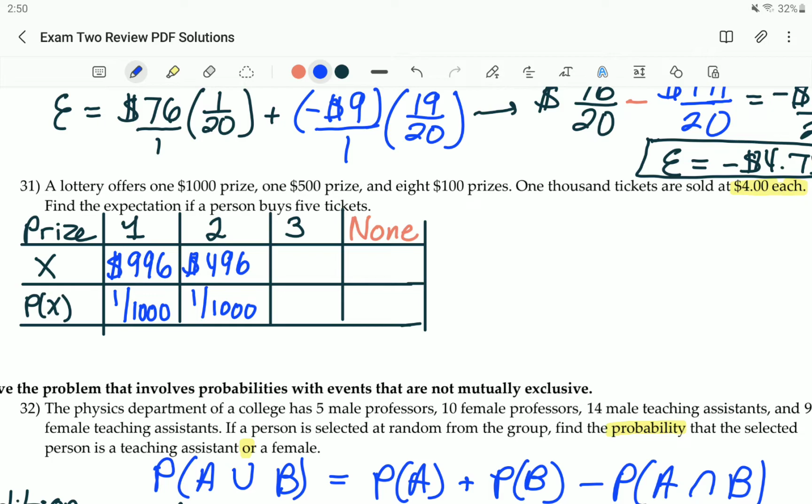The third prize, there are 8 $100 prizes. So that means 8 of the $1,000 tickets that were sold contain the $100 prize. Let's say if you're one of the people that receives a $100 prize, you still spent $4 to buy the ticket. So you're not really getting $100. You are winning $96.